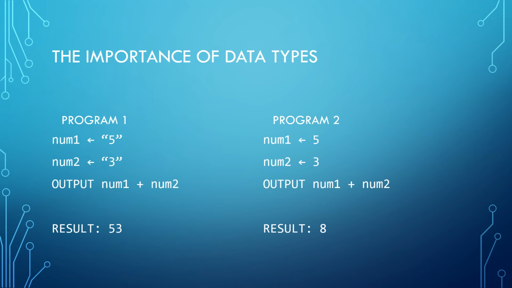This example shows the importance of data types. If you put a plus between two strings, which is what they are if you put speech marks around the 5 and the 3, then it will join them together, put them one after the other. Therefore, the result appears to be 53. If you put a plus between two integers, then it will add them together, and so the result you would see is 8.